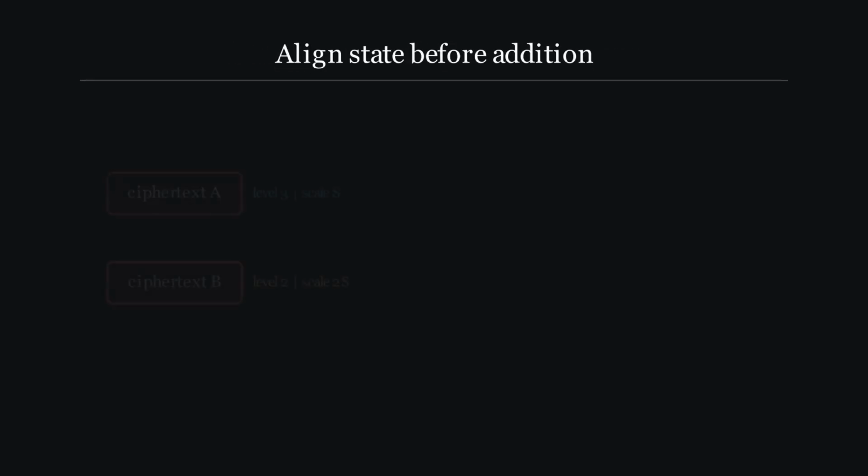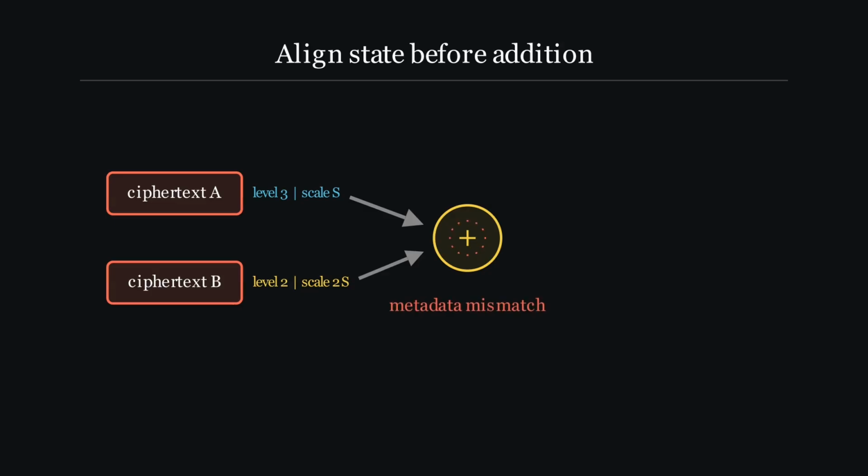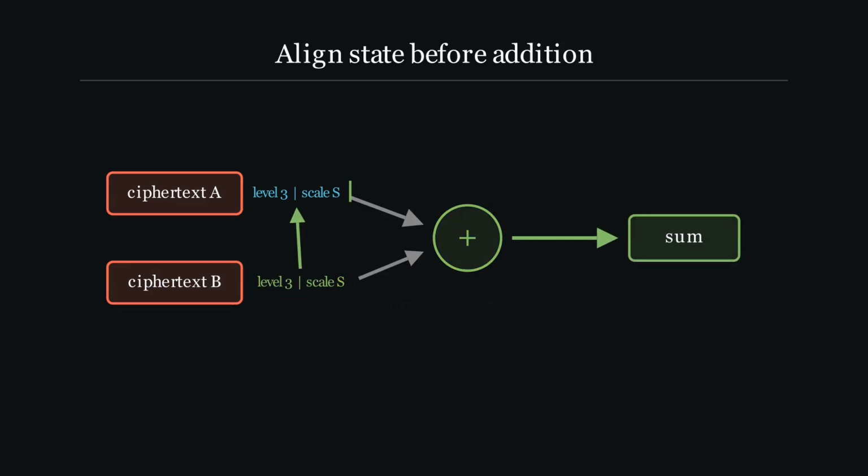The next diagram demonstrates a metadata failure rather than merely naming it. Ciphertext A arrives at level 3 with scale S, while ciphertext B arrives at level 2 with scale 2S. Both arrows point toward an addition gate, but the gate flashes red because the states do not match.